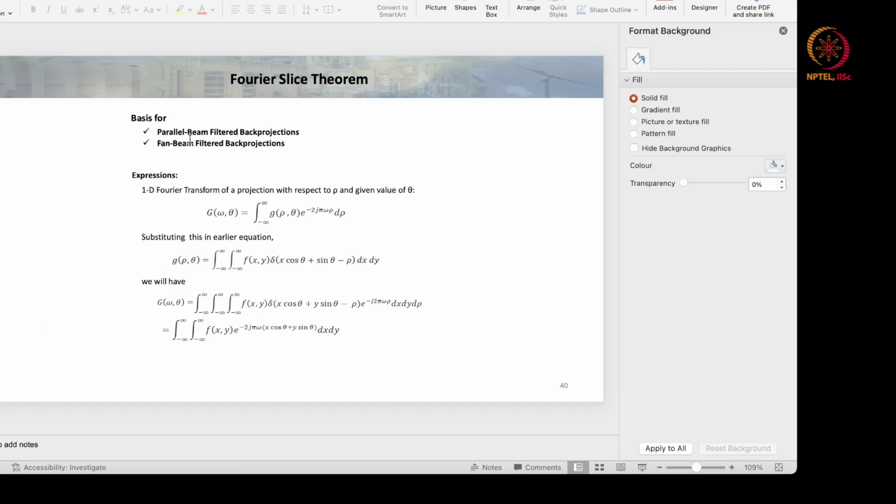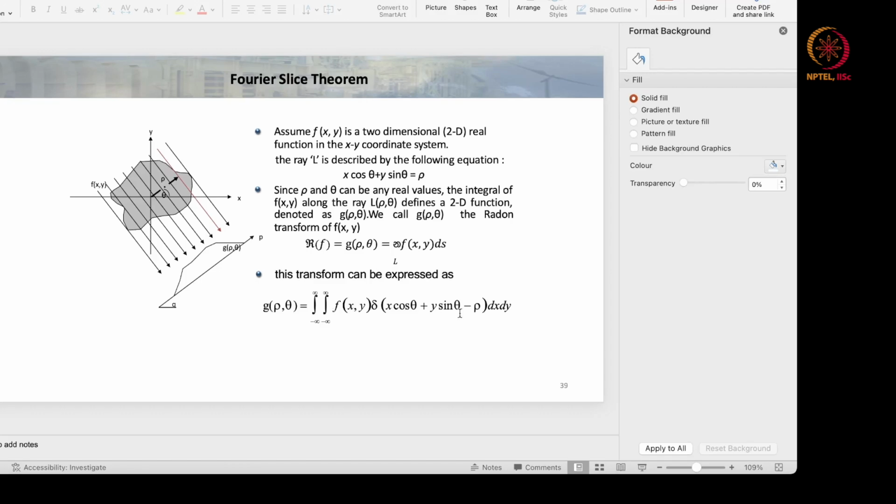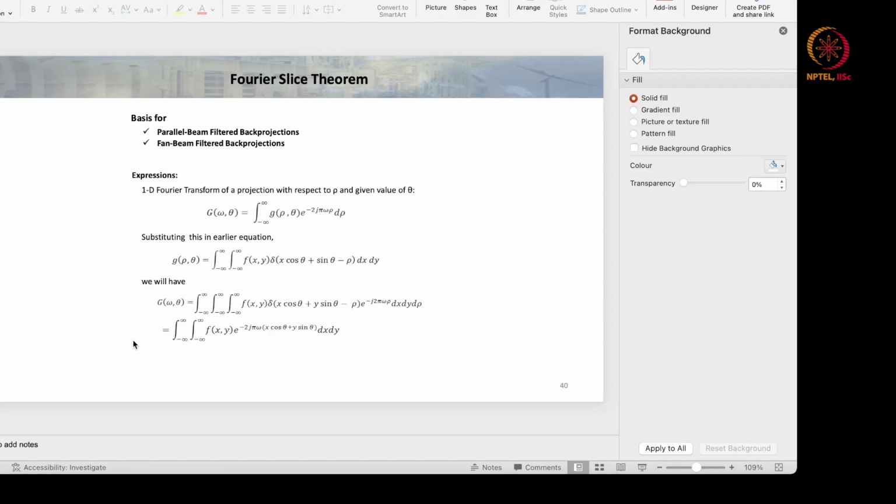the Fourier slice theorem forms the basis of parallel beam filtered back projections and fan beam filtered back projections. Parallel beam is the one that is of most interest. So the expression is that the 1D Fourier transform of a projection with respect to rho, at a given value of theta, is G(omega, theta), equal to g(rho, theta) into this. Substituting this in the earlier equation, you know what your g(rho, theta) was, so we have G given by the triple integral, and this is equal to this.